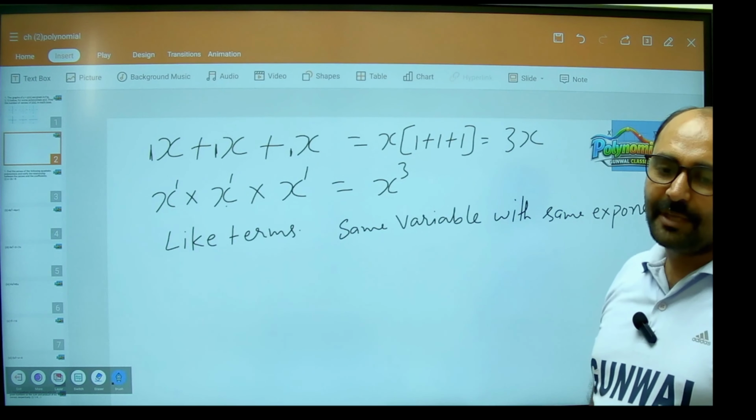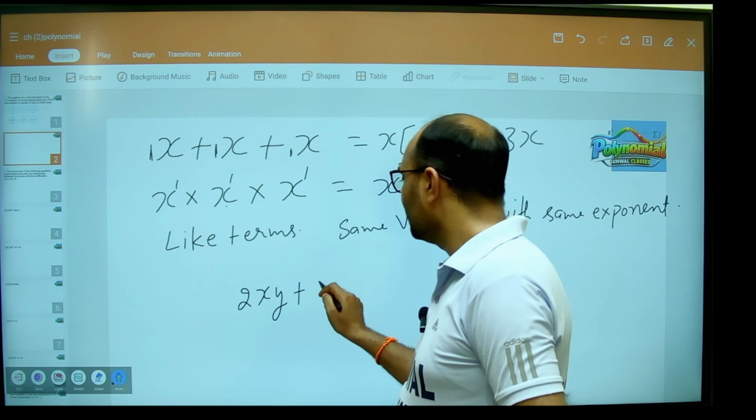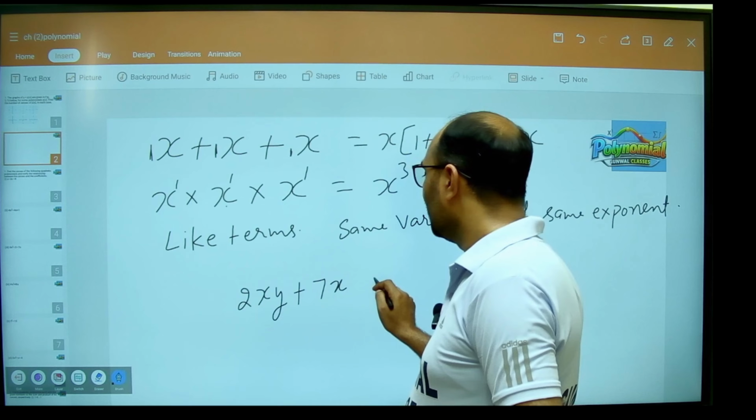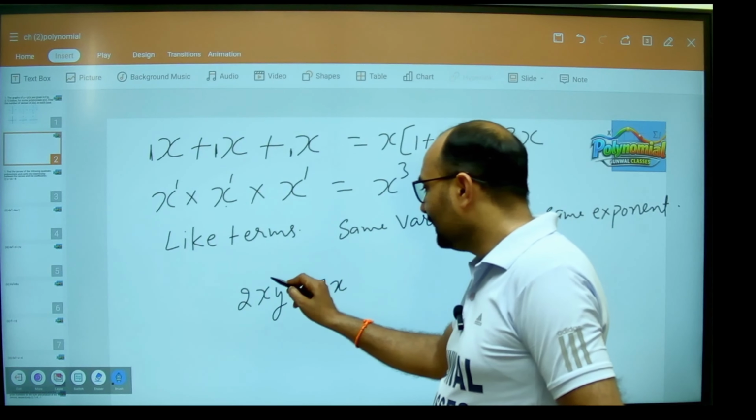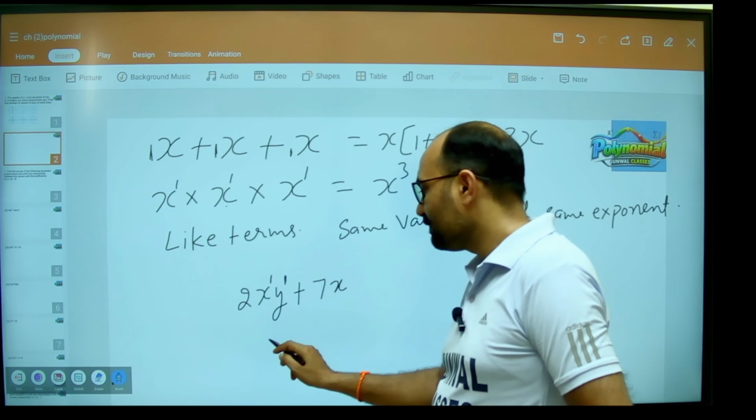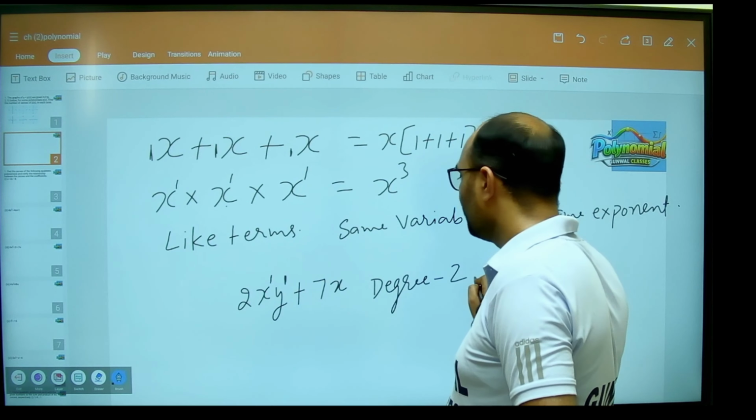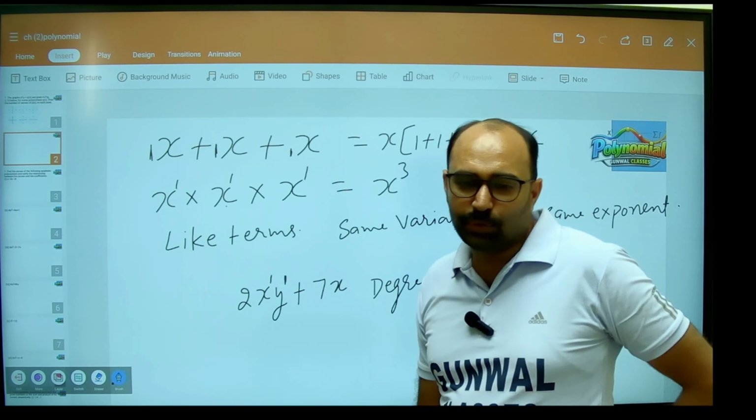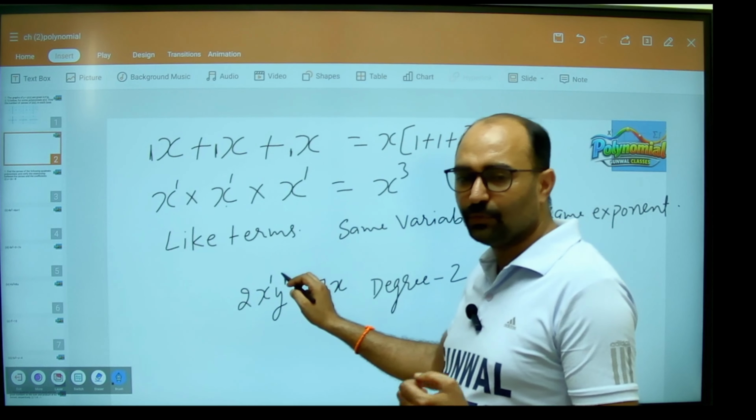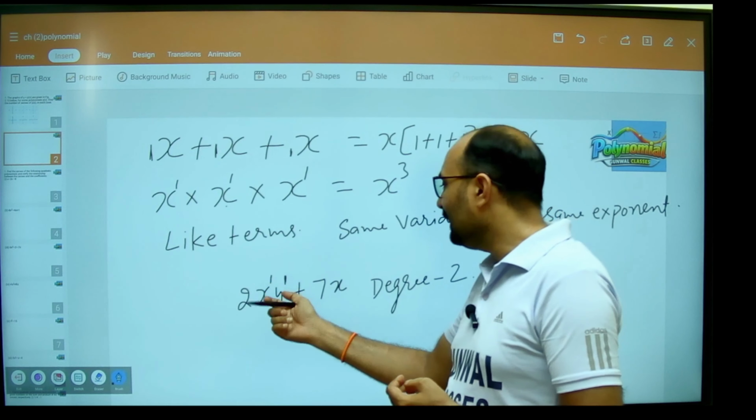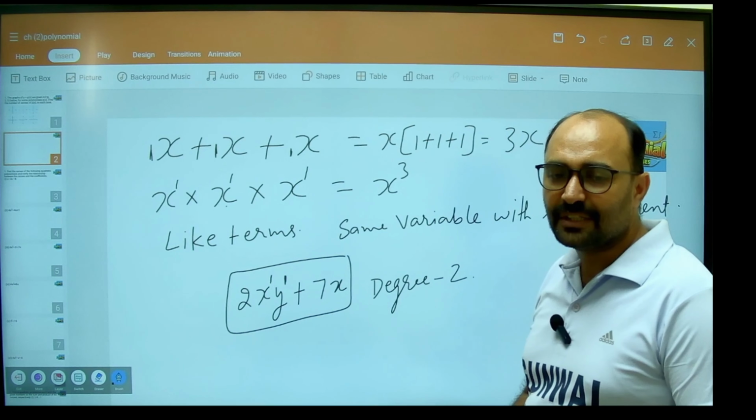Same variable with same exponent. Okay, tell me, 2xy plus 7x. What is the degree of this expression? Degree here is 2. Why is the degree 2? x and y are variables, both can be the same. If both are the same, then we add their exponents, it would be 2. So we say the degree of this expression is 2. This is quadratic in nature.